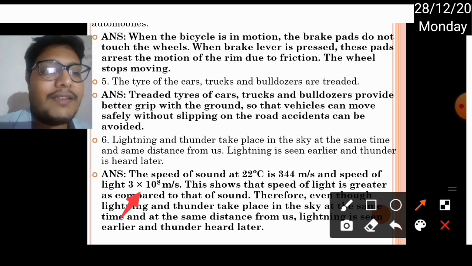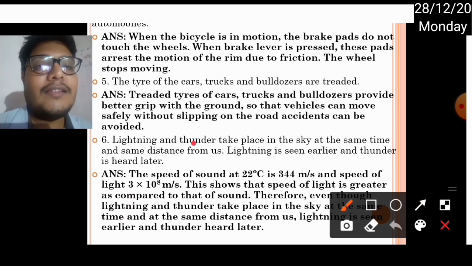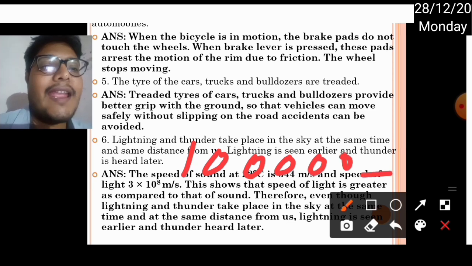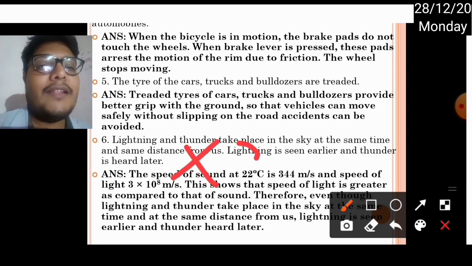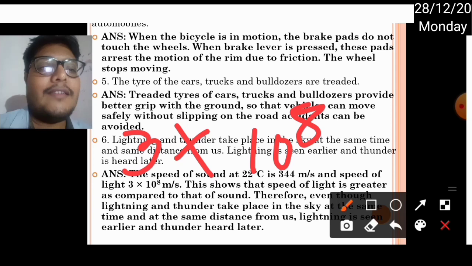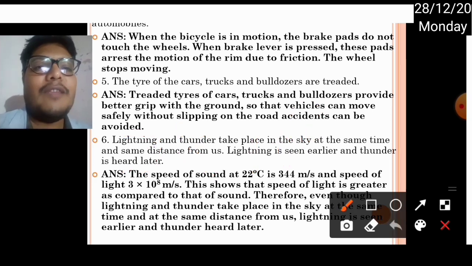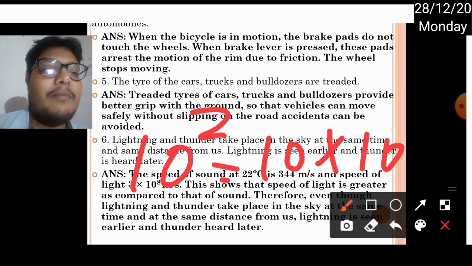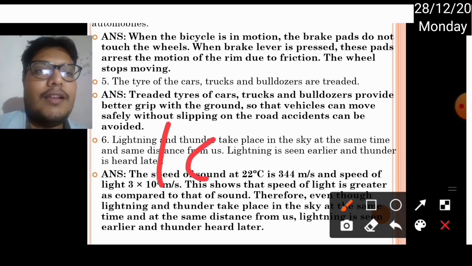Now 10 raised to 8, what is the meaning of 10 raised to 8? See here, 10, after that 1, 2, 3, 4, like that, 8 zeros. How many? 8 zeros, and that all is multiplied by 3, right? That is why it is 3 multiplied by 10 raised to 8. You understand? Let me give you one example. 10 raised to 2, what is the meaning of that? It is 10 multiplied by 10, which is 100. There are 2 zeros here.